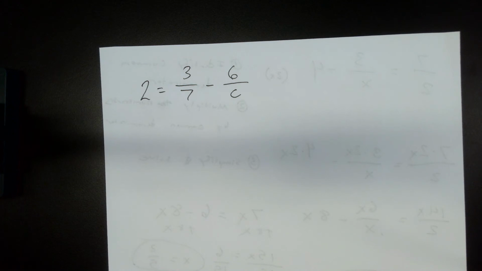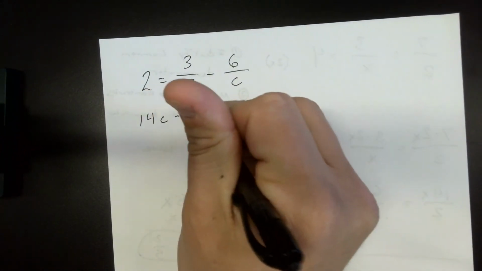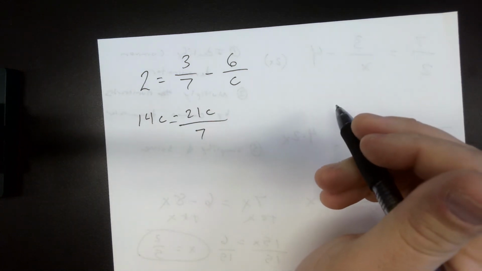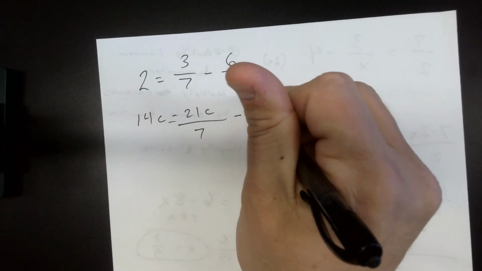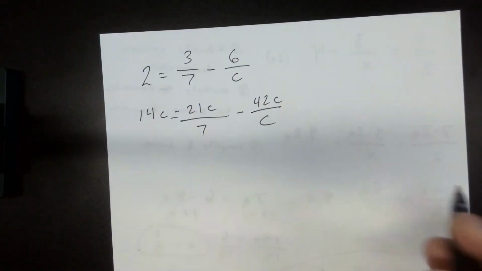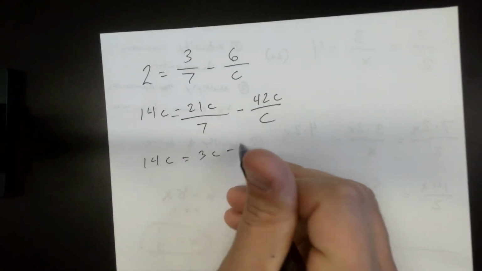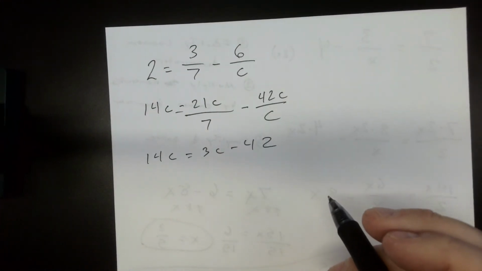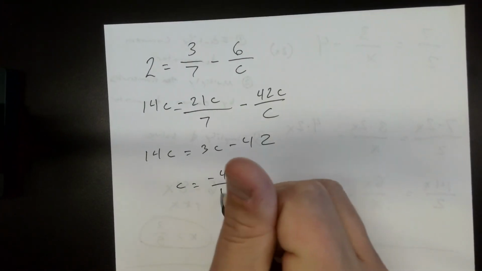Okay, what are we timesing the tops by? 7C. So this becomes 14C minus 21C over 7 equals 42C over C, right? So this is going to become 14C equals 3C minus 42. Is that right? Yeah. So do you just get 42 over 11? Yeah. Negative 42 over 11.